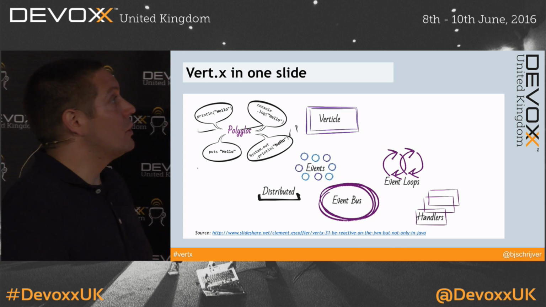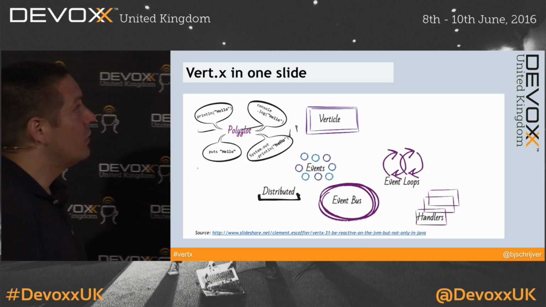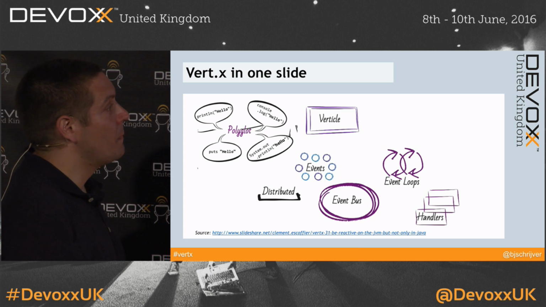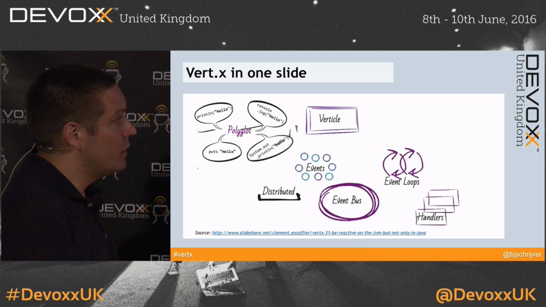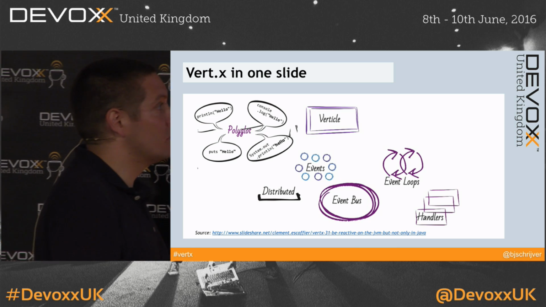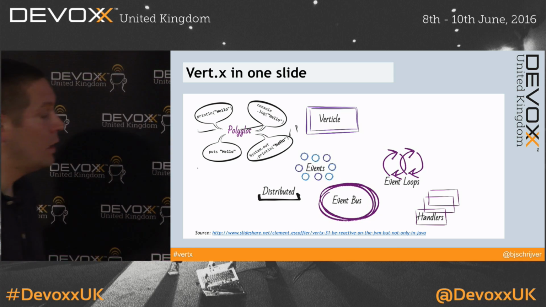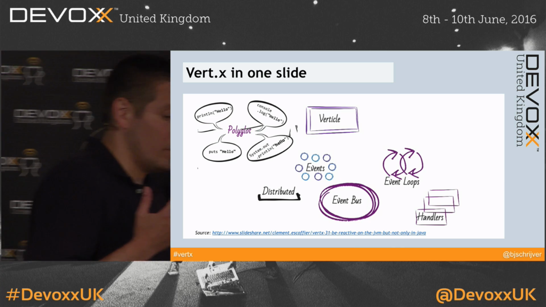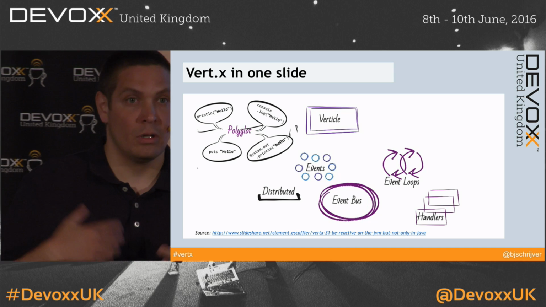And the unit of execution is a verticle, and events are being delivered to verticles and distributed over the event bus. So one verticle can communicate to another over the event bus, and these events are handled by handlers, by one or more event loops. And the whole thing is distributed by nature. So you can either run on one machine or on lots of machines.